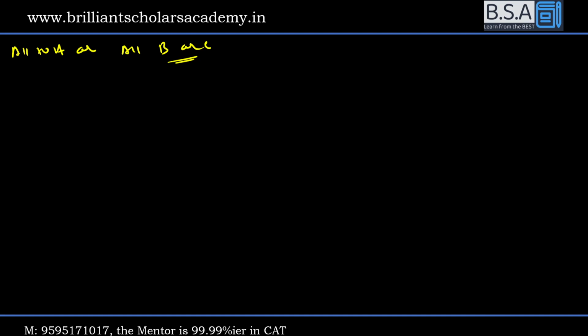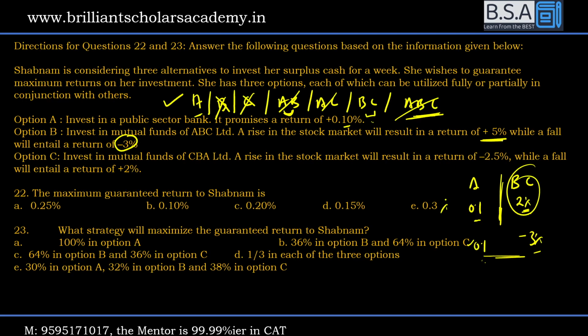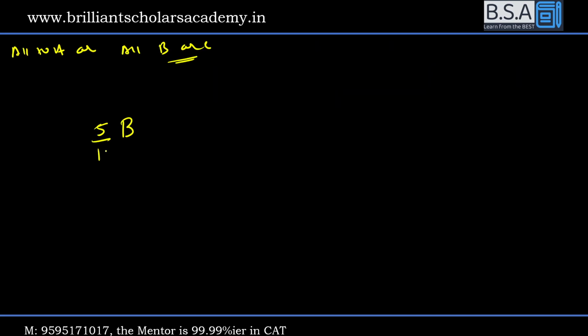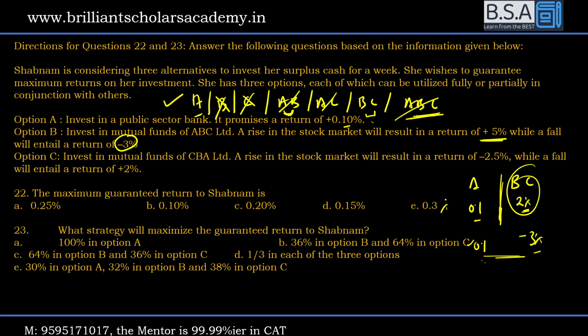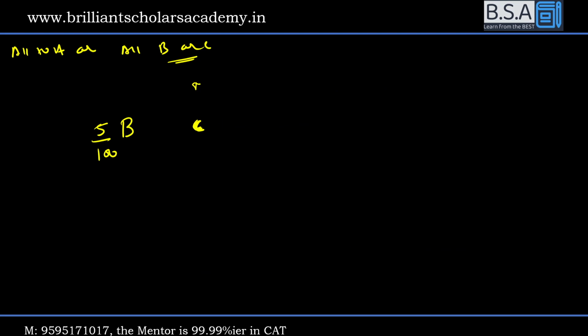Please observe. If B rupees are kept in option B, and the market has gone up, what do I gain? I gain 5% of B. If I invest money in C and the market has gone up, do I gain or lose money here? Lose. How much? 2.5% of C. So if the market goes up, this is what you will get back. There's a profit in B and there's a loss in C.